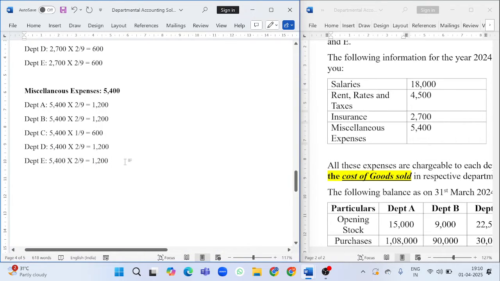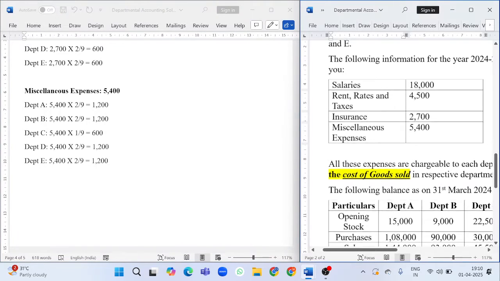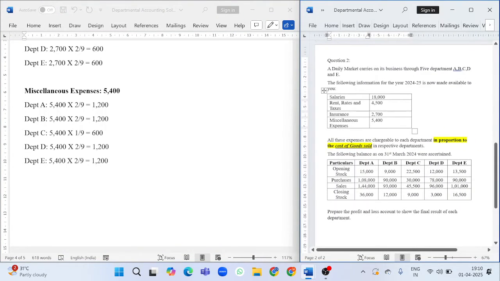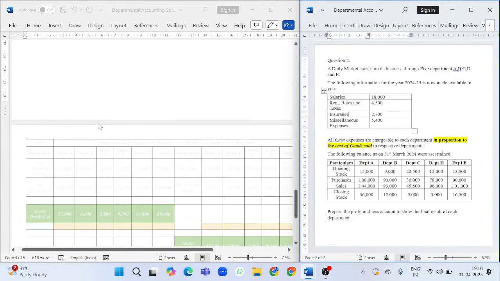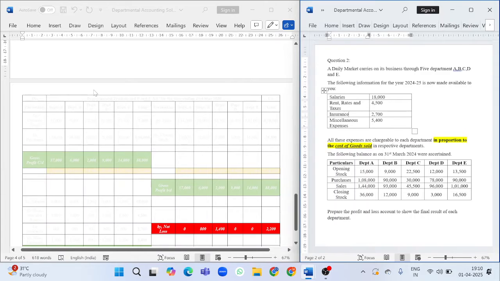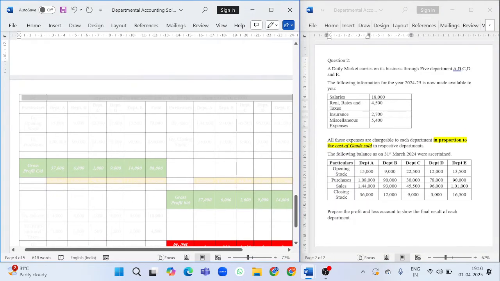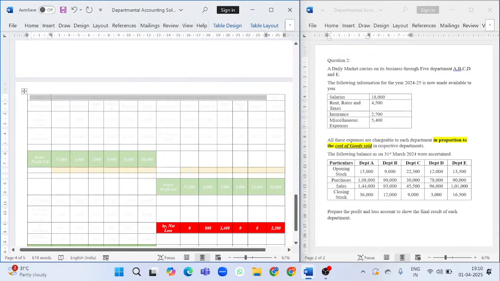For department B it is 1,200, department C it is 600, department D and E will be 1,200 respectively. So now we have apportioned all the expenses. Now let us prepare the departmental trading and P&L account.